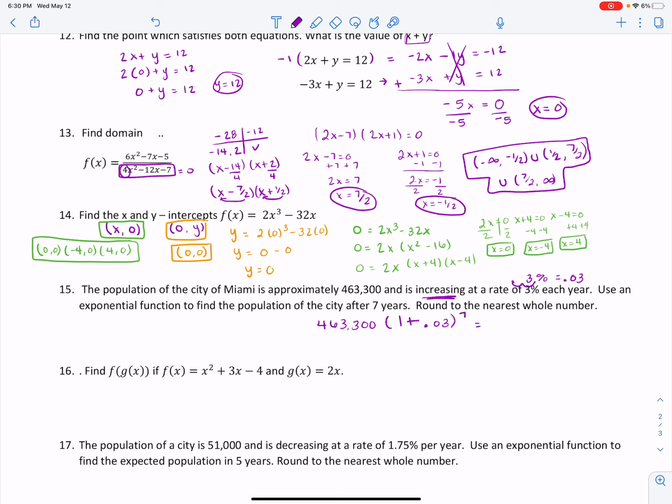All right, so when you plug all of that into your calculator, and I did not do that yet. Hang on. So if you use the TI-83 that's on your Chromebook, you can just type all of that in exactly as it looks. I forgot to do that, so let me type in what I've got. 1 plus 0.03 raised to the 7th power times 463.